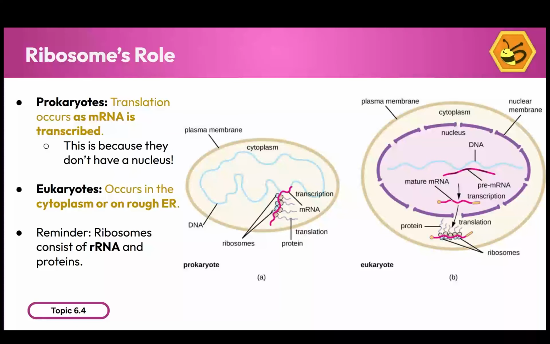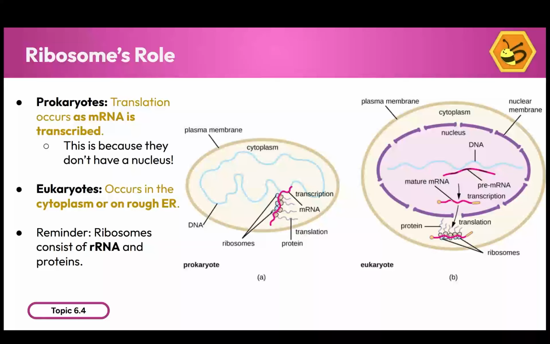So here's a little bit more about ribosomes. In prokaryotic cells, here's the key: translation begins while the mRNA is still being transcribed, and I'll talk more about what that means in a sec. And in eukaryotic cells, transcription happens in the nucleus, and translation happens later in the cytoplasm or on the rough ER.